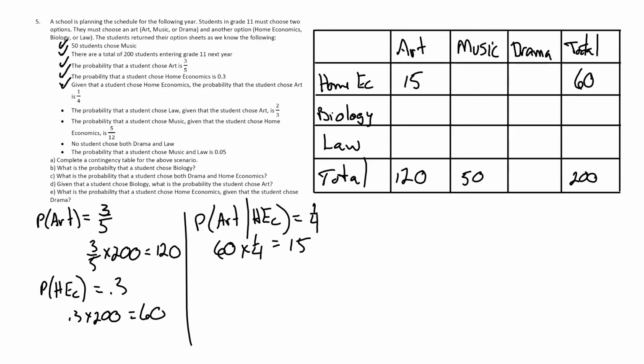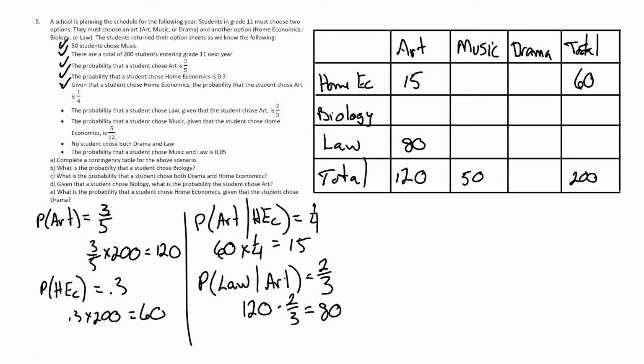Now we're told that the probability that a student chose law, given that the student chose art, is 2 out of 3. Since we're given that it's art, we know we're looking at just the art column. So we're dealing with a total of 120 students. To figure out how many of those are law students, we can take 120 and multiply it by 2/3. When we reduce that down, we end up with 80. So there are 80 students who signed up for law and art.